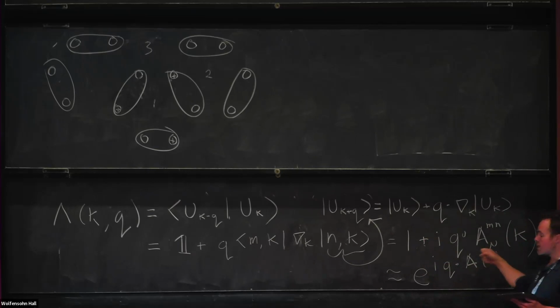So you can now see that to lowest order in q, what I was mumbling about, conjugating by lambdas like transport, to lowest order in q it really is. It's conjugation by this unitary matrix, which is the non-abelian Berry connection.